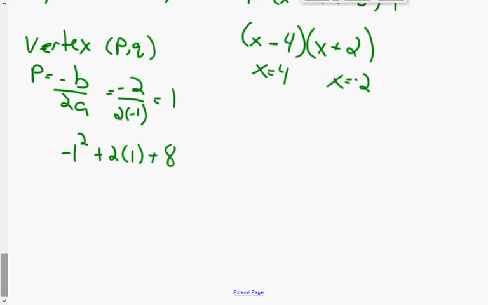Like so. Is that okay with everyone? I'm really hoping this isn't new. It might be a bit of a refresher. This is just negative. Oh no, that's positive 1. Plus 1. Plus 2. Plus 8. So 1 and 11 is my vertex.